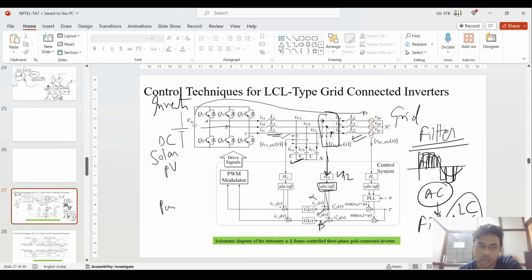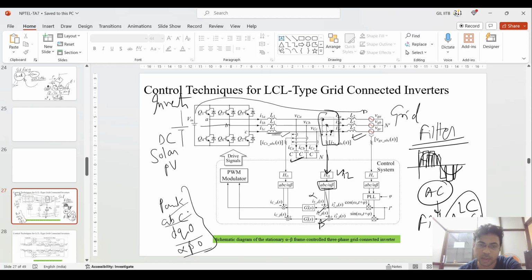In that transformation, ABC to alpha beta, one dimension is different, the second is the DQ frame. Suppose alpha beta is not ABC frame; it is a two-dimensional frame. You can understand this from the further slides. The ABC frame is converted to the alpha beta frame, and at that particular time this current is being controlled based upon what capacitor current is flowing.